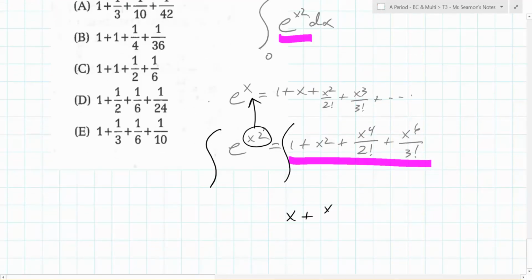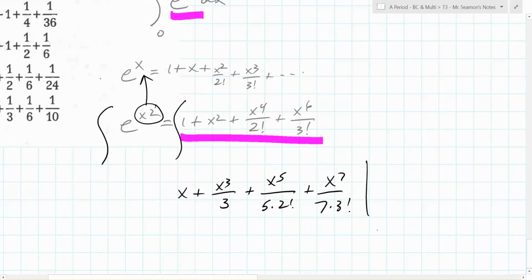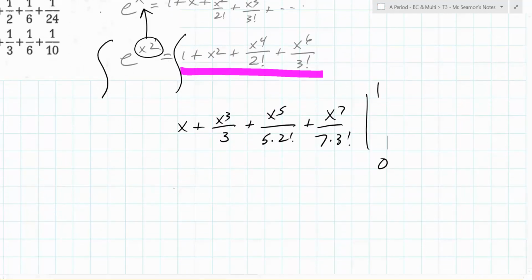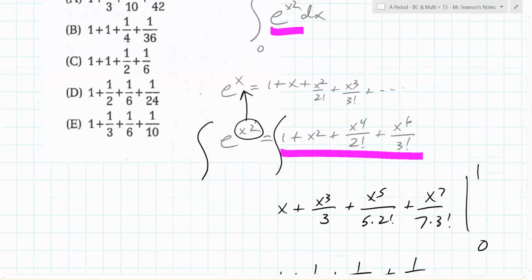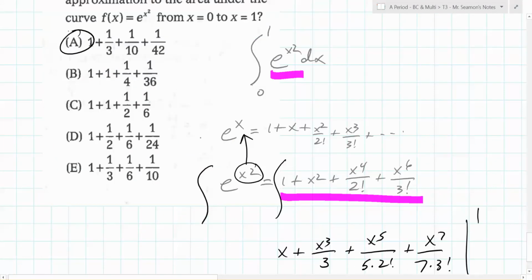x plus x cubed over 3 plus x to the 5th over 5 times 2 factorial plus x to the 7th over 7 times 3 factorial. And we're evaluating that from 0 to 1. Plug in 0, thankfully we don't have to deal with nasty fractions for too long. So what do we end up with? 1 plus 1 over 3 plus 1 over 10 plus 1 over 42. Is that right? Oh, look, hey, we did it right. Sweet.